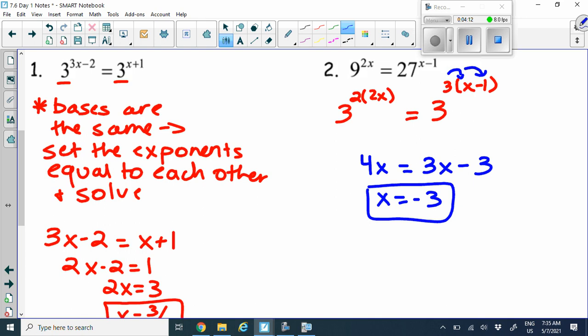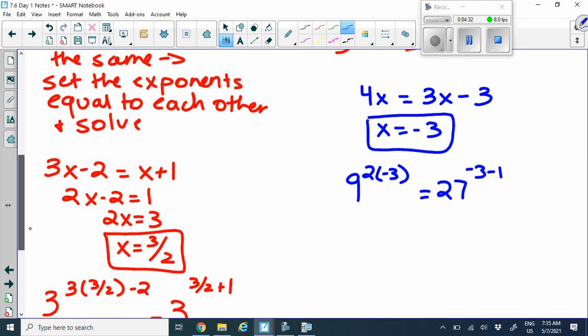And as I said before, you can plug that negative 3 back into the original equation, so it would be 9 to the second power times negative 3 equals 27 to the negative 3 minus 1 power. So let's just check this to make sure we did this correctly. So I get 9 to the negative 6 equals 27 to the negative 4.